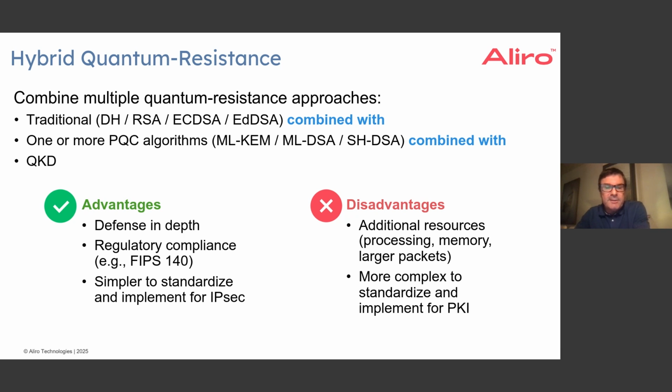The main disadvantage to this hybrid approach is that it requires additional resources such as processing and memory and bandwidth to generate and verify multiple keys and signatures. And then we also have to take into account the additional complexity for standardization and implementation, but this turns out to be not such a big deal in the case of IPsec. It is a big deal in the case of TLS and PKI, but in the case of IPsec, it's not so bad.